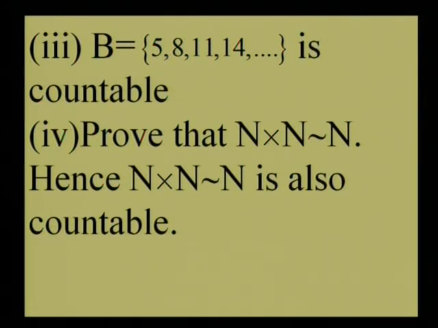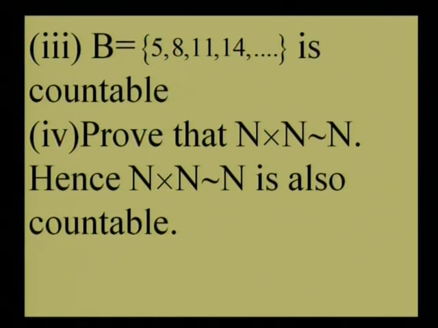5, first by putting n equal to 1 you will get this thing. Okay, fine. So, this will give you it is countable. Now, the next example, n cross n is equivalent to n, that is interesting, and n cross n is countable.